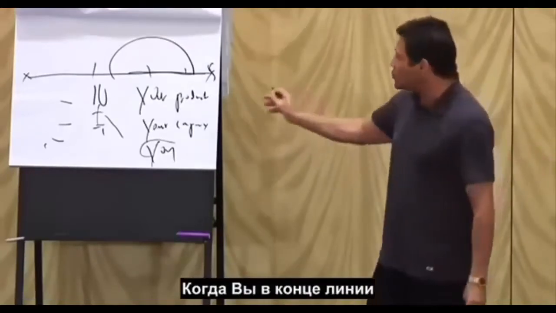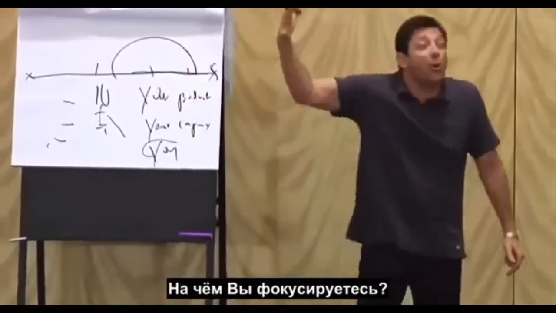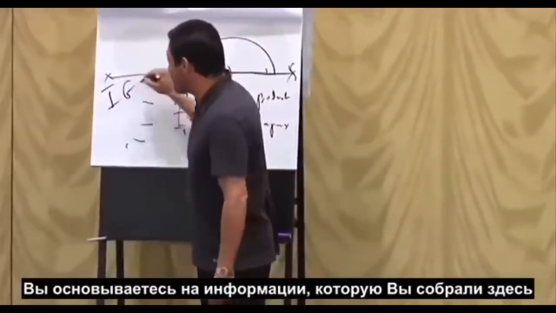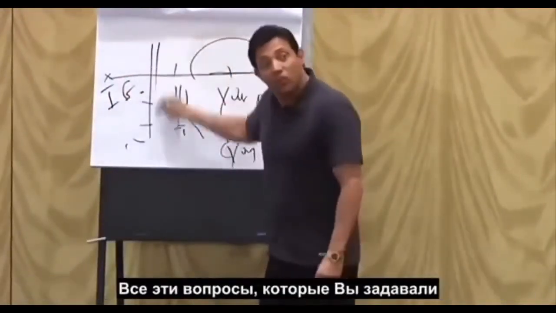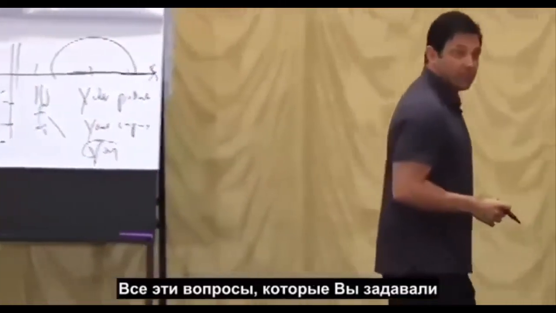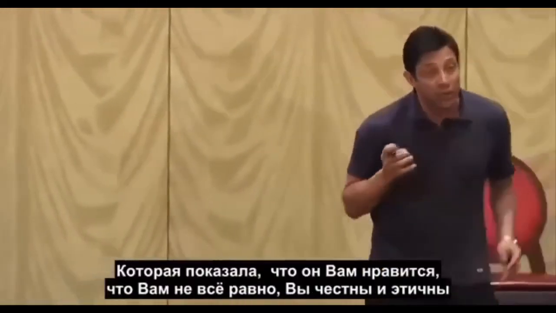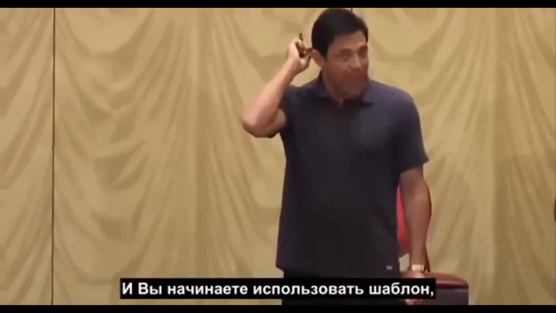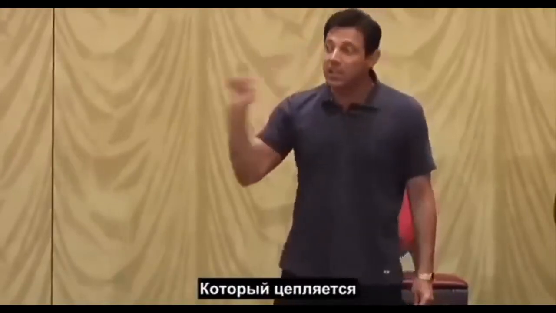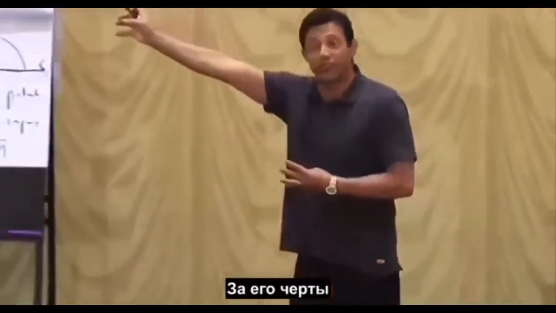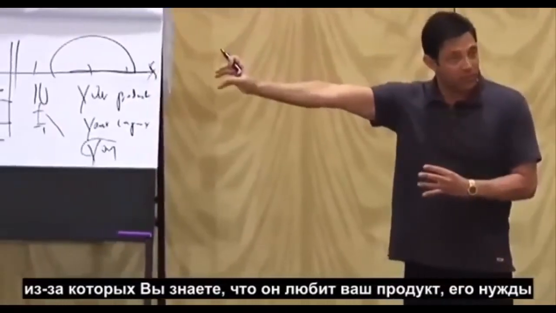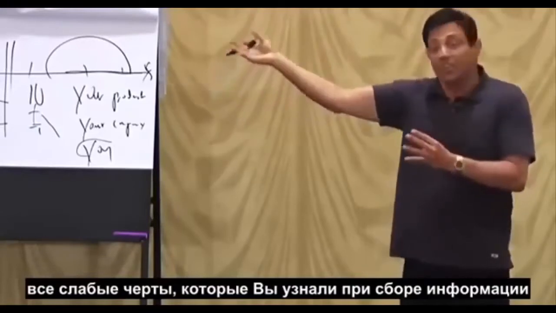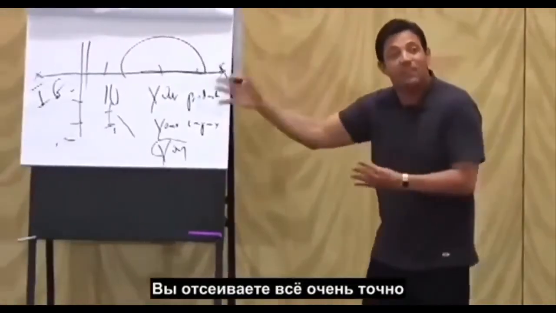Now, when you're in the latter portions of the line, what are you focusing on? Guess what? It's based on the intelligence that you gathered here. All those questions that you asked him in the perfect tonality, which made him know that you like him, that you care about him, that you're honest and ethical, all that is now in your arsenal. You start running patterns specifically geared to his strengths, what he loves about your product, what he's looking to accomplish, and any weaknesses that might have been uncovered from that strategy, and from the intelligence gathering, you just start knocking that stuff very specifically.